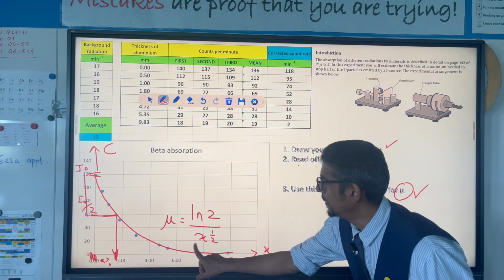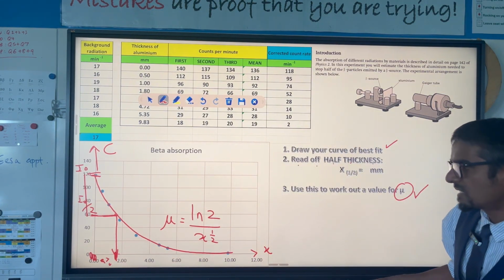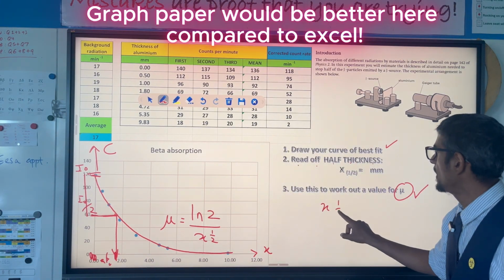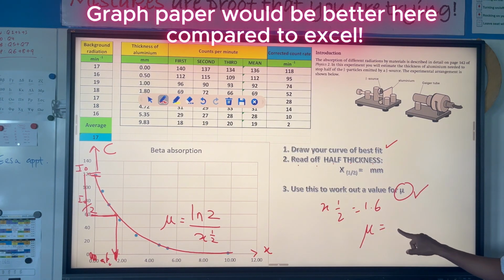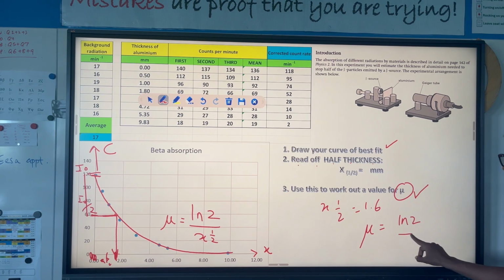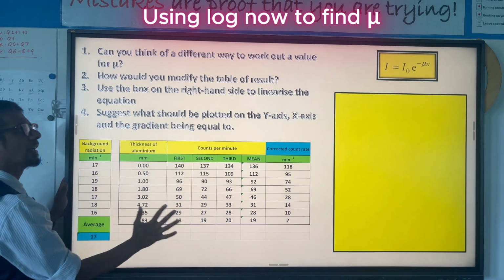You would read the value for x half, which I think is 1.5. Let's say it's around 1.6. So x half is 1.6. To work out the absorption coefficient, you then do ln 2 over 1.6, which is around 0.693 over 1.6. And you'll get a value. All right? So this is our table of results that we've got.